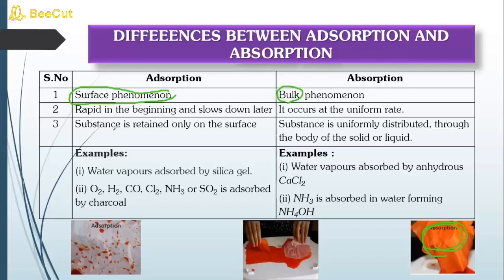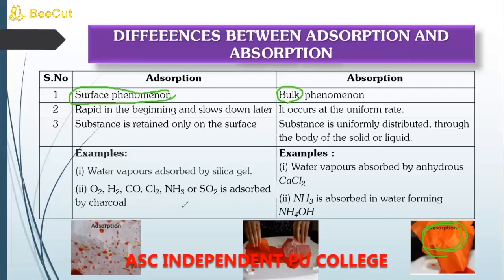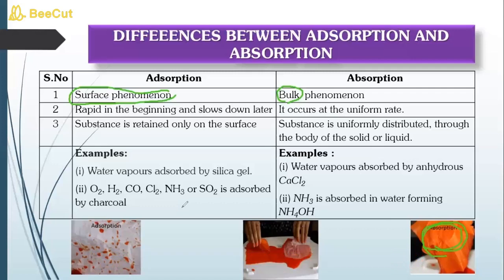In fact, you all know many examples of adsorption by this time. Still, silica gel adsorbs water molecules on its surface. The gas mask, which is used in laboratories or in mining areas, contains charcoal, which adsorbs all kinds of gases such as oxygen, nitrogen, and poisonous gases such as HCN, CO, etc. An example for absorption is calcium chloride. When it comes in contact with water, it undergoes absorption. When ammonia is passed into water, it also undergoes absorption.